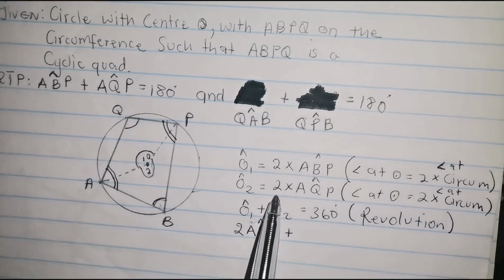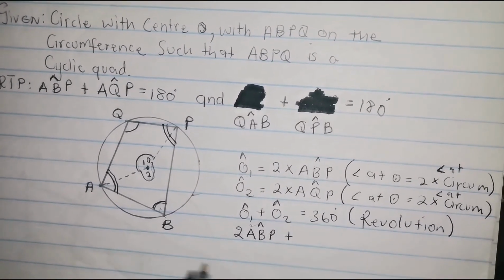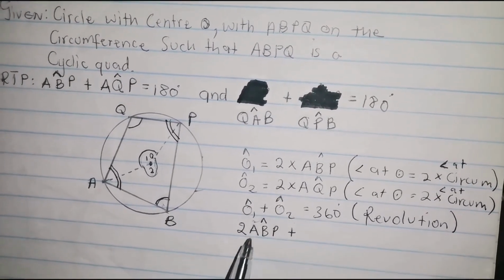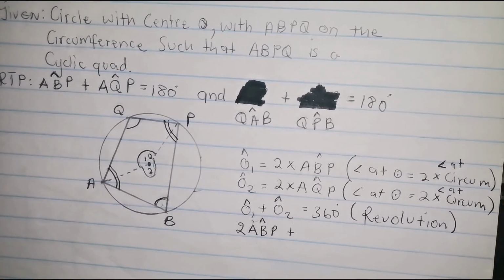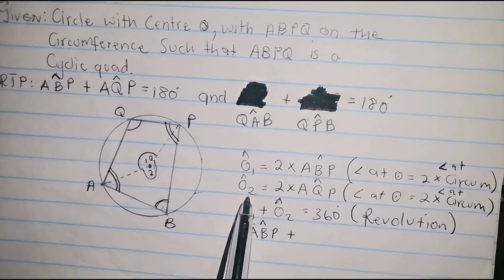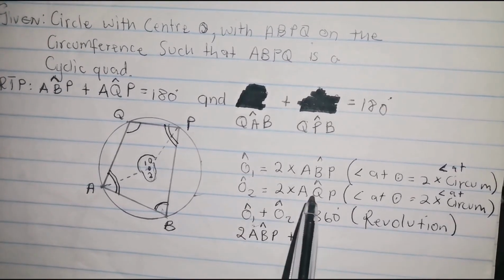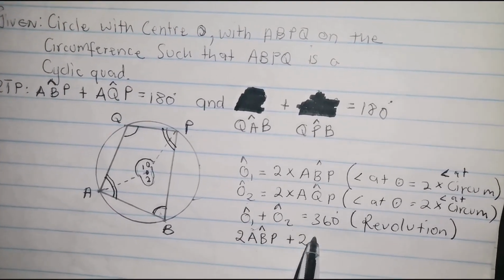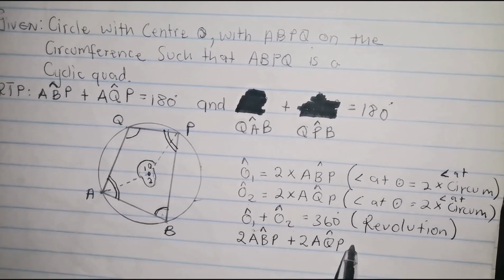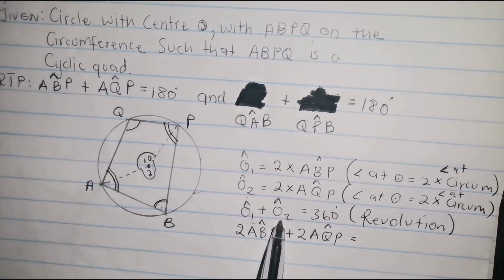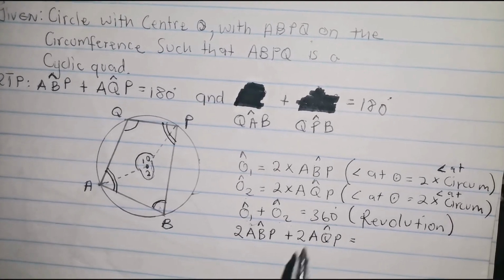Where I see O2, I put in 2 times AQP. Where I see O1, I put in 2 times ABP. Let's just edit here. I'm also going to do this with regards to O2. O2 is equal to 2 times AQP. And we said that O1 plus O2 equal 360 degrees.